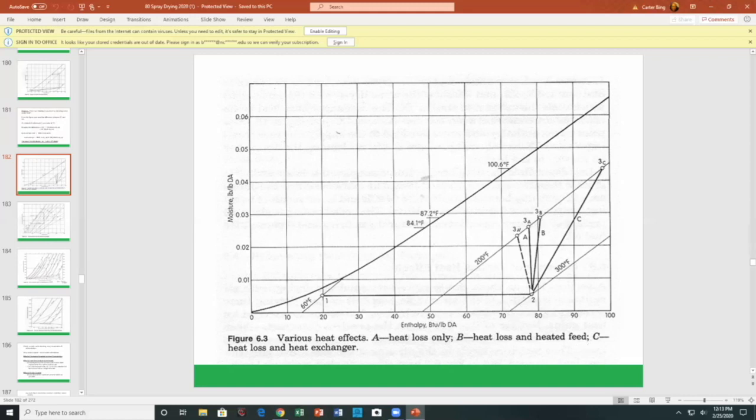Now, heated feed will give you a slight tilt here. In other words, you heat the air, which is this line, and then you put in a little bit of heat with your feed. So now, instead of one source of energy, you have two sources of energy, one being the air and the other being heated feed. So that's going to slant the line sort of like this. And the heating rate of your feed has got to be the difference between 2 and 3B down here on the x-axis, if you wanted to do heated feed.